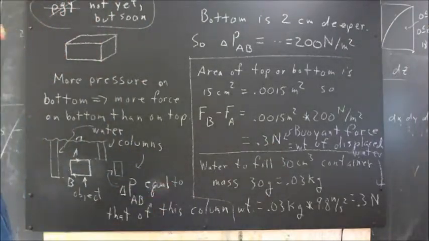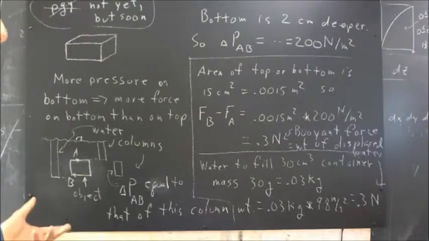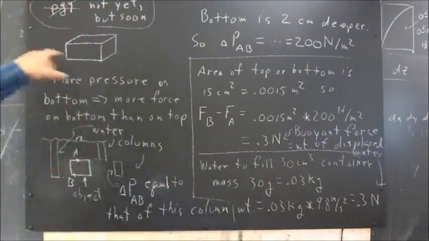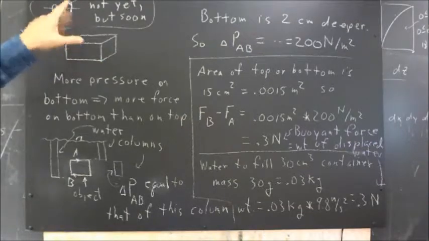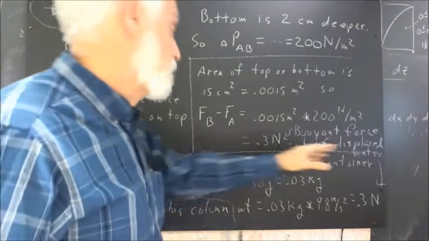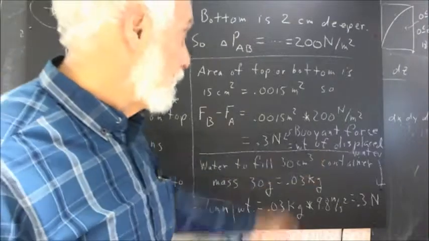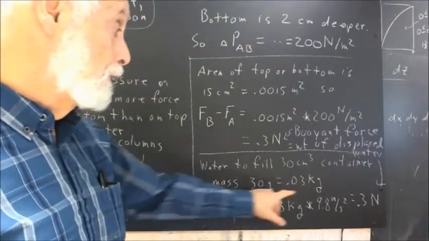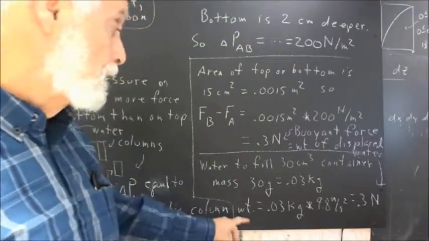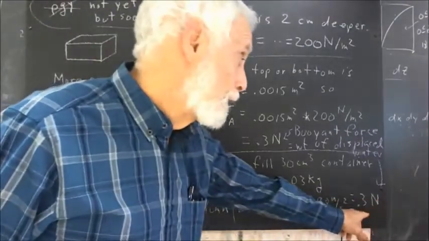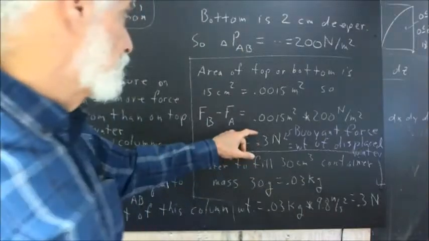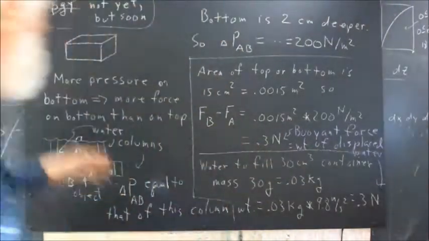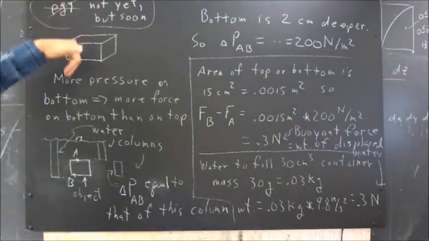Now the next question: if this 30 cubic centimeter volume was filled with water, what would its mass be? And what would its weight be? Well, that's very straightforward. 30 cubic centimeters has mass 30 grams, 0.03 kilograms. Its weight is then 0.3 newtons, and this is the same as this. Well, this is the difference in the forces exerted from below and the forces exerted from above.